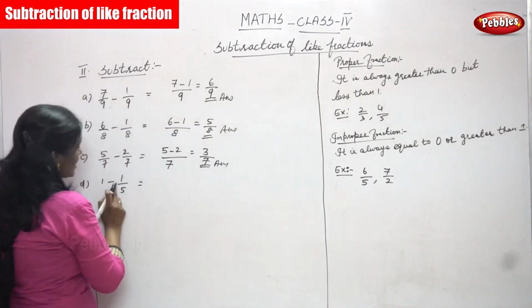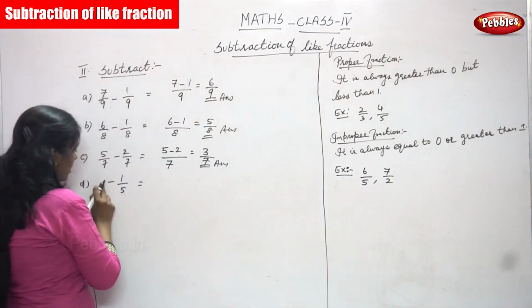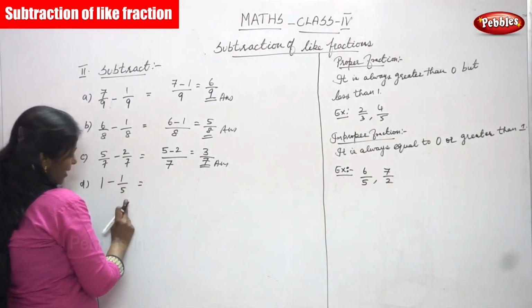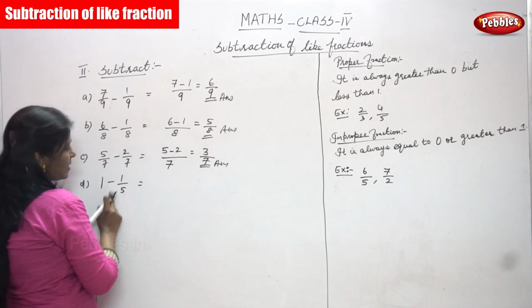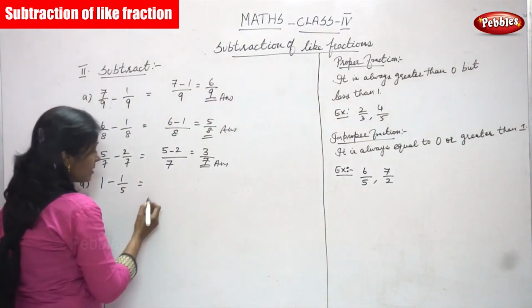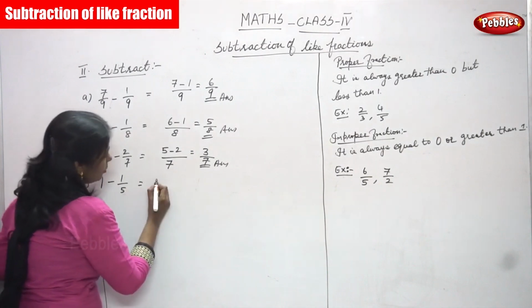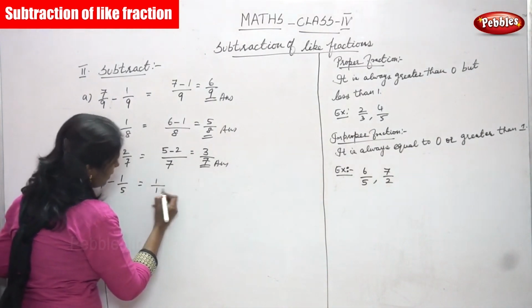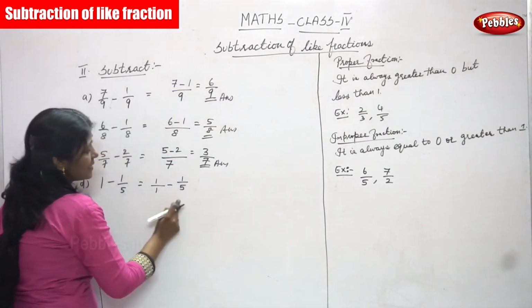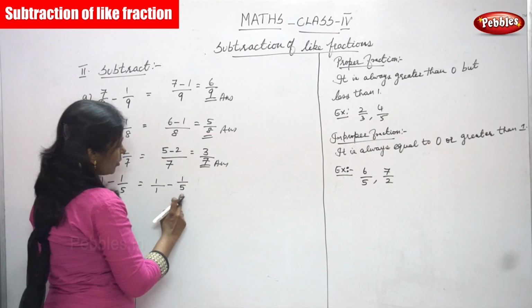Next is 1 minus 1 by 5. 1 is a whole number. Minus 1 by 5 is a proper fraction. So what are you going to do? You don't have a denominator, so you have to write 1 divided by 1, and after that minus 1 by 5. Now the denominators are different, so it is not a like fraction.